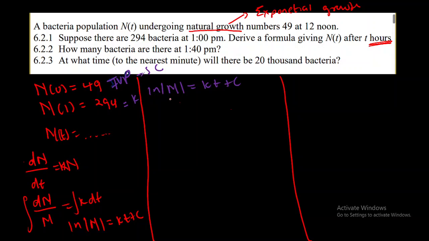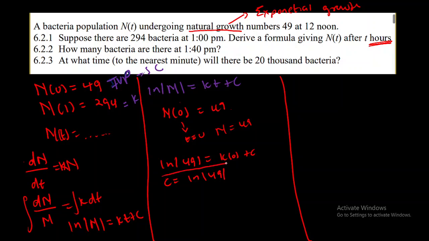What do we do next? We're going to get the value of c. How are we going to get the value of c? By using the initial condition, which is N of 0 is equal to 49. It means when time is 0, N is 49. So let's substitute. Ln of 49 is equal to k times 0 plus c. This implies that c is equal to ln of 49. Okay, we have got the value of c using the IVP.